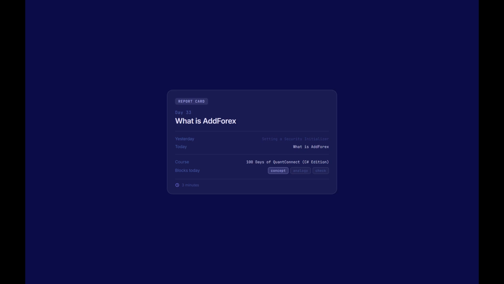Day 33. Yesterday, you put Set Security Initializer into practice. Today, you're going to learn how to bring a completely different type of asset into your algorithm. So far, you've mostly worked with equities, but the market is bigger than stocks. One of the largest and most liquid markets in the world trades currencies, not companies. So, what is AddForex?